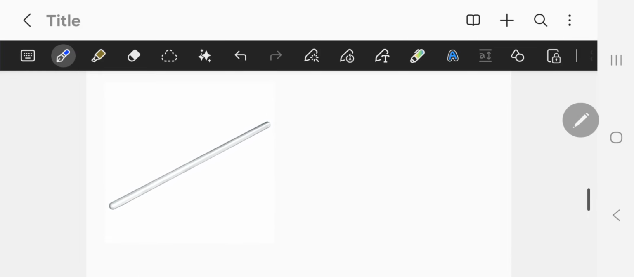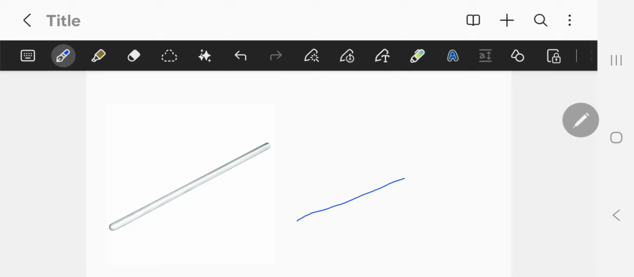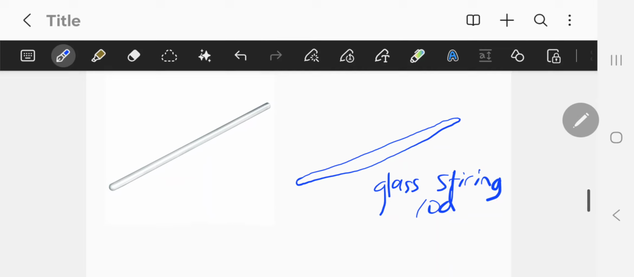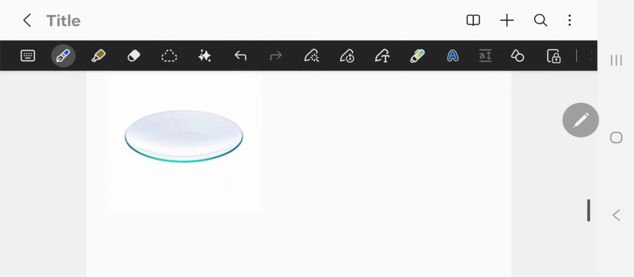Next up, it's a glass stirring rod. As the name suggests, it's used to stir liquids. And the way you draw it quite simply is just like this. It's like a tube. Okay, it's round on the sides, like that. Okay, glass stirring rod. Used to stir liquids. Okay, glass is good at stirring liquids at high temperatures. Doesn't really melt. That's why they use glass and not plastic.